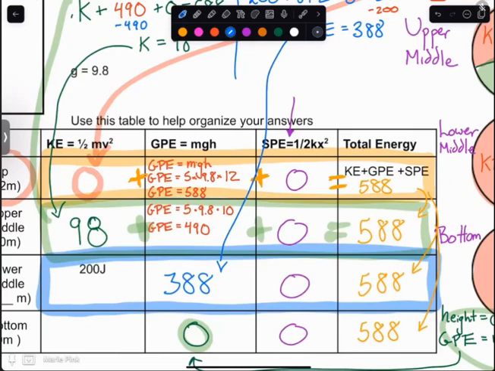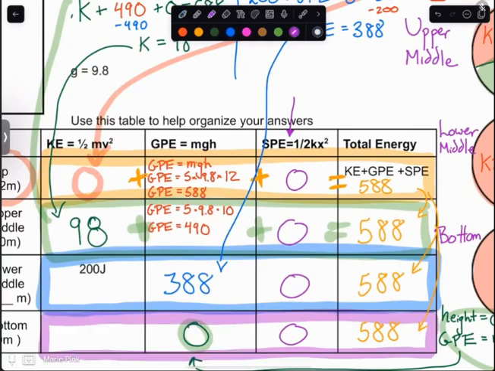And then last but not least, the bottom row. In that row, I know that something plus 0 has to equal 588. That means this also needs to be 588, because it's all kinetic. If the total is 588, and all of it is kinetic, that means it must be 588.